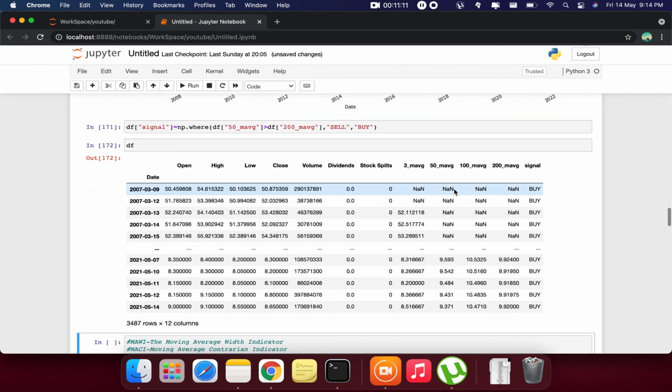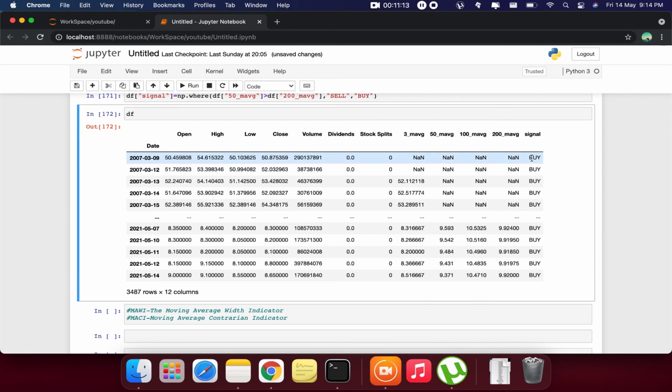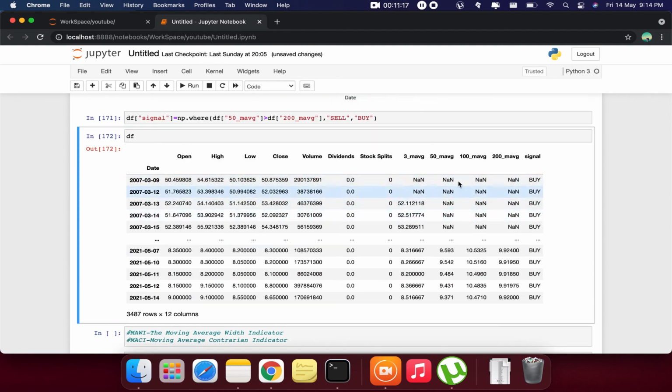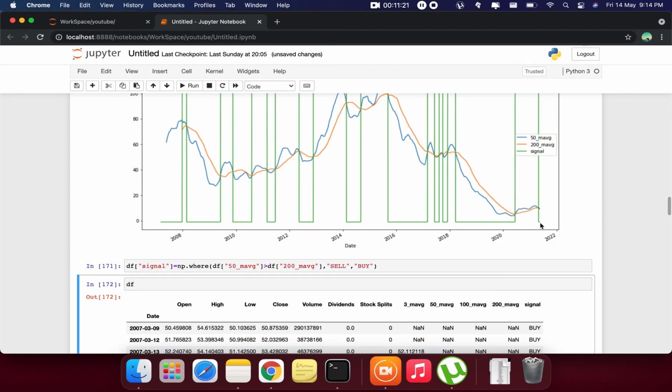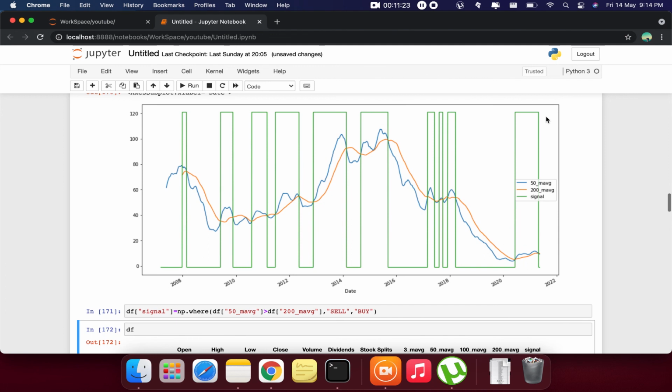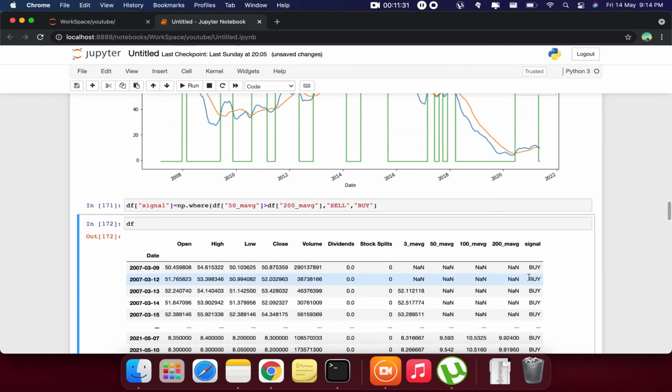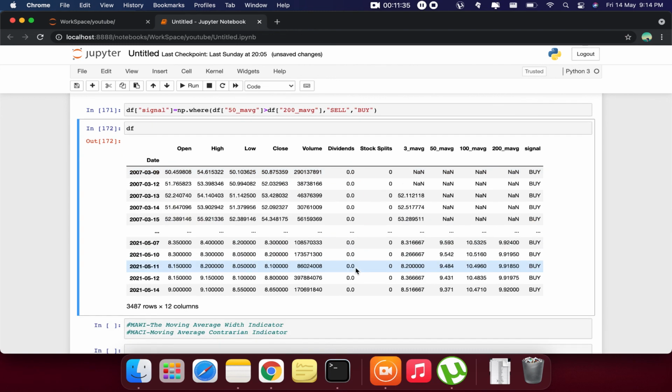So in this way we just generated the buy or sell signal for the data, and we can use this signal to decide what we are going to do. Here, if you see, the last time it is giving us a buy signal. So this is a good time to buy a Vodafone stock, right? And I think that's it for this video.